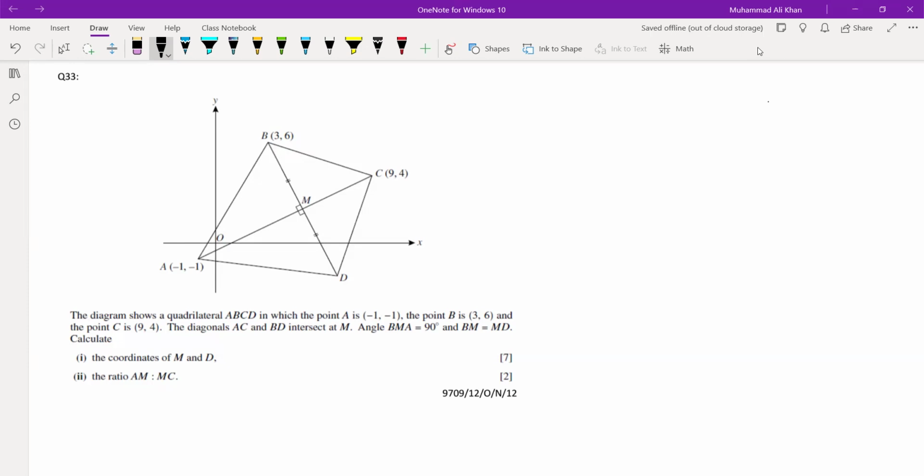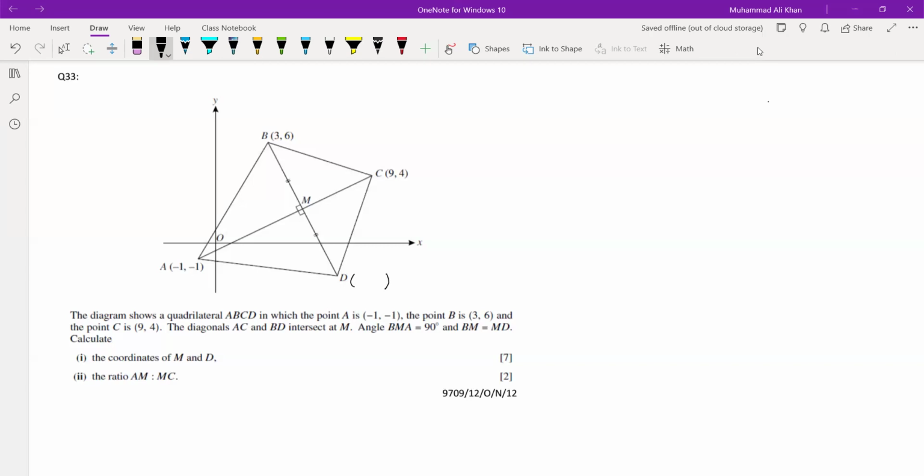अब आप देखिए, अगर हमारे पास D के coordinates मौजूद होते तो हम midpoint calculate कर लेते. But we don't have the coordinates of D. अब क्या करें जनाब? How can we calculate the coordinates of M? अब M के coordinates कैसे आएंगे?